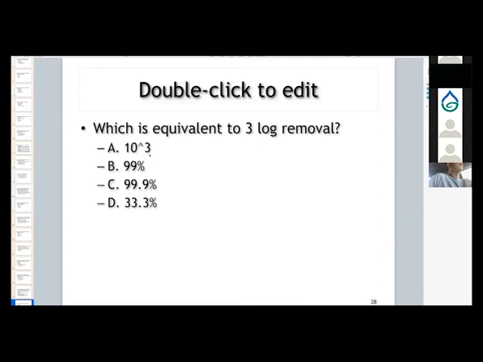This may be on the test, and this is in reference to disinfection, which is equivalent to 3 log removal. Anytime you see log removal, and whatever number it says, it could be 2 log removal, it could be 4 log removal. If it's 2 log removal, the answer would be B, 99%. And then if it's 3 log removal, it's 99.9%. So the answer to this question is C. Now, if it says 4 log removal, it's 99.99%. So you see the pattern there. You will be asked one of these questions on the exam.